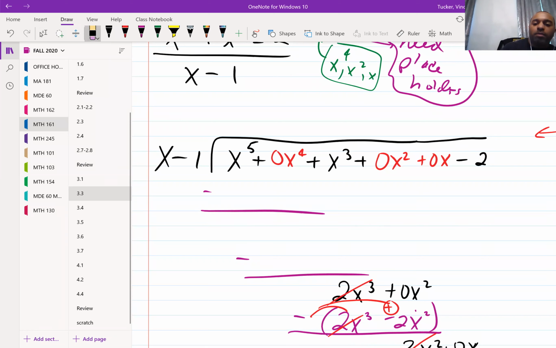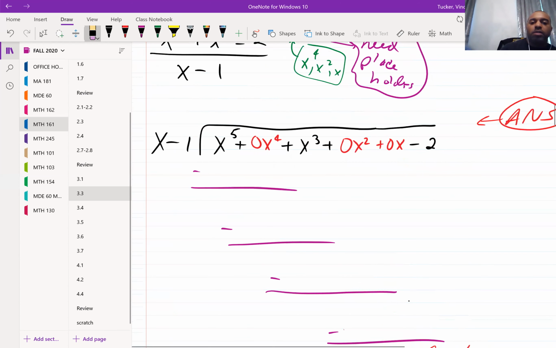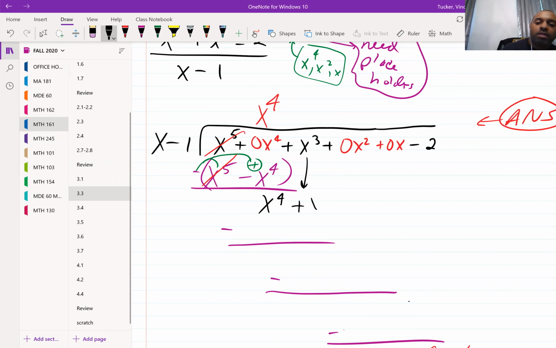All right, let me erase this stuff. All right, so just like before, comparing first terms to each, and saying what times x will give me x to the 4th, I mean x to the 5th. X to the 4th times x is x to the 5th, x to the 4th times -1 is negative x to the 4th. Distribute the negative. All right, so 0x to the 4th plus x to the 4th is x to the 4th. Bring down x cubed.